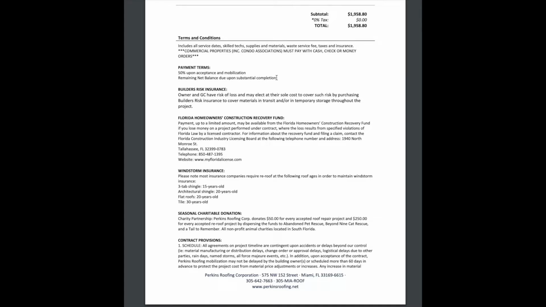Substantial completion means when the project is complete, usually for a re-roof, when there's a final inspection. Sometimes there are punch lists, so the punch list does not delay the contract. The contract is due when the final is passed.